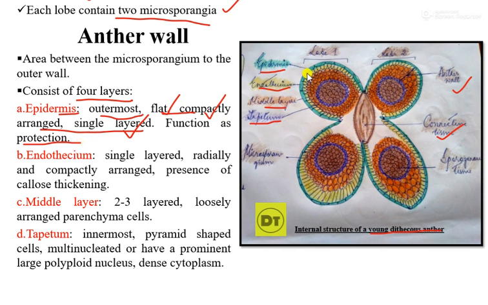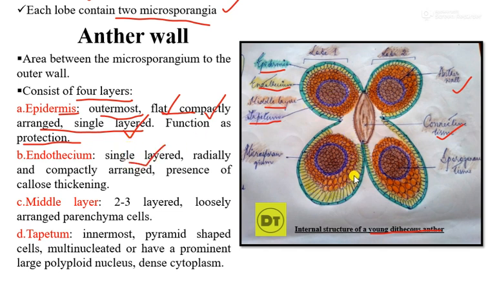Okay, now after the epidermis towards inside, which layer do you see? This yellow colored layer, right? This yellow colored layer is known as endothecium. How many yellow colored layers can you see? There is 1 layer, so it is single layered.